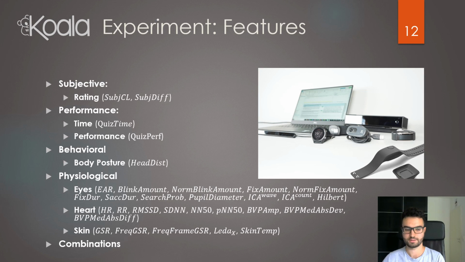Here you can again see an overview of all the measures. So we have 2 subjective scales, 2 performance measures, 1 behavioral measure, and lots of physiological measures for eyes, heart, and skin, and of course these can be combined in several ways.